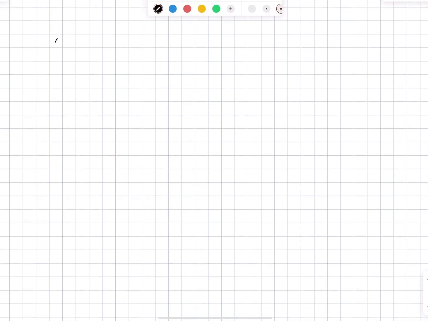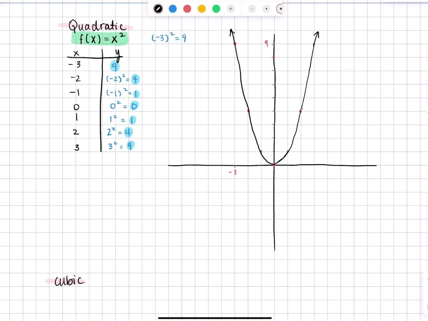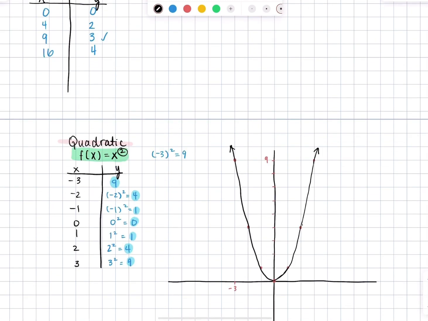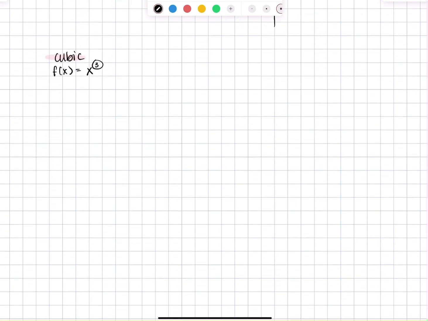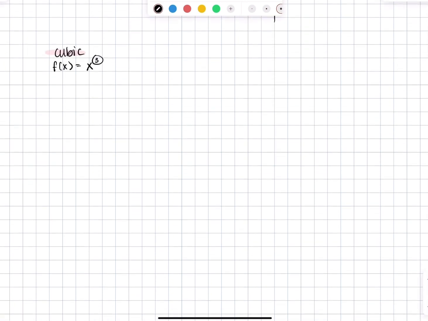So cubic functions. So cubic is similar to quadratic in terms of the equation, not the graph. So we have f of x equals x cubed. So here in quadratic we have a 2, in cubic we have a 3. So let's first start by making our table like we did in quadratic. So x and y. Let's pick a few points. We can start with -2, -1, 0, 1, and 2.